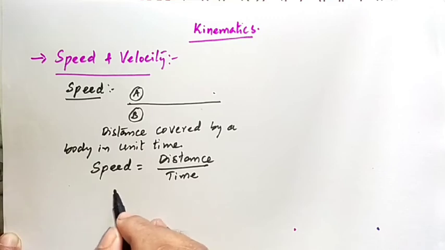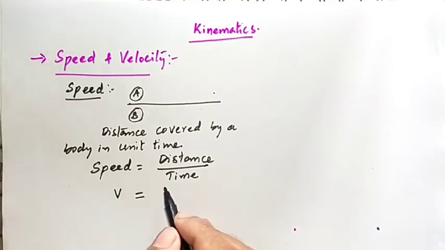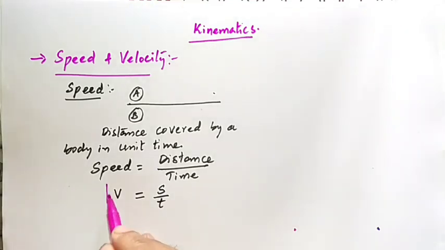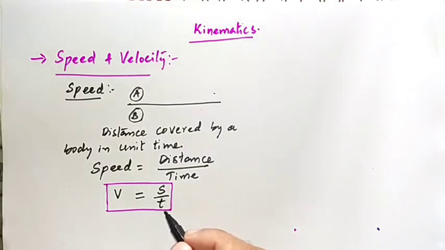Speed is denoted by the letter V. So V is equal to distance, which is denoted by the letter S, divided by time, T. This is the mathematical formula to calculate the speed of an object. Speed is equal to distance by time, or V is equal to S by T.